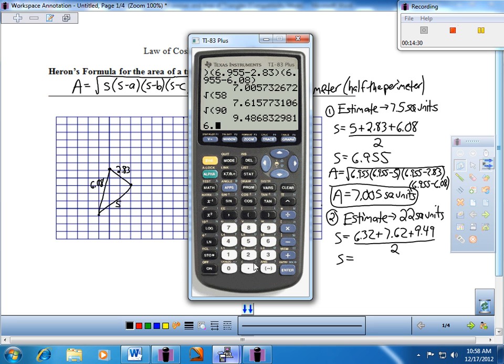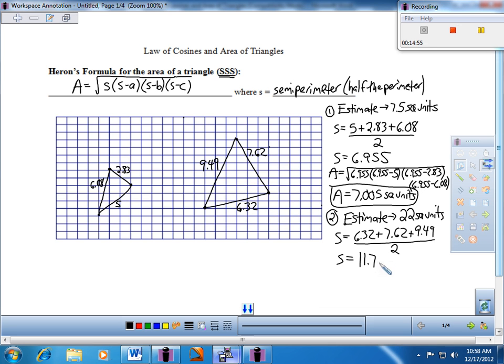So 6.32, 7.62, and 9.49. There's your perimeter when I add them together. I divide by 2, and that's what I'm getting, everyone. So take a look at that. Make sure you agree with mine, and I've got about 11.715. All right, that would be the number of units, halfway around, so to speak.